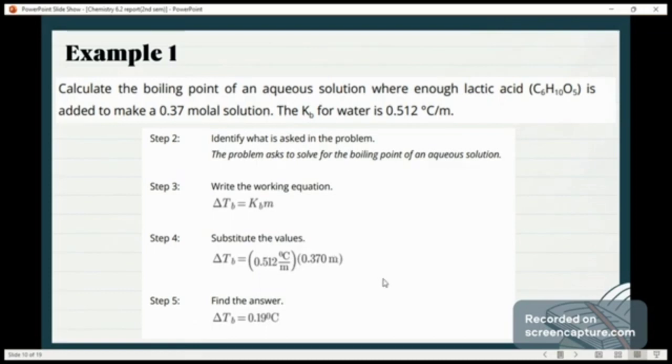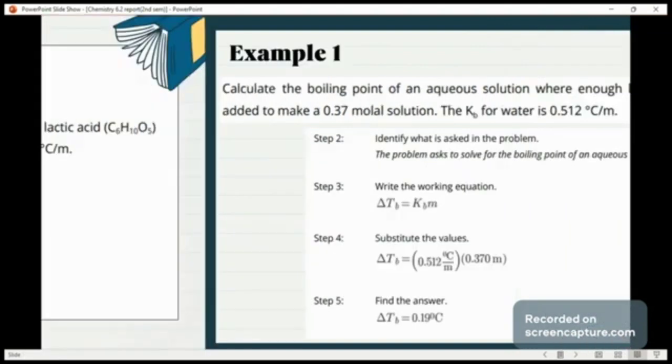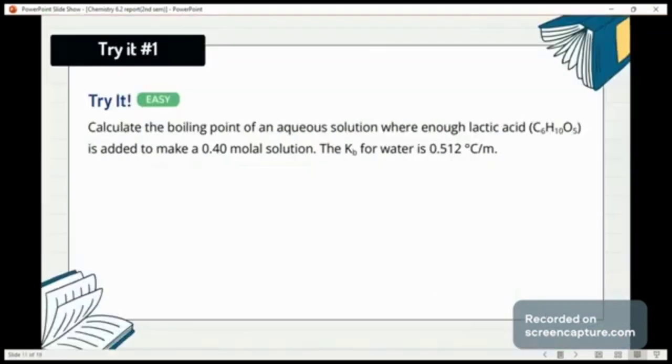Now let's try it. Calculate the boiling point of an aqueous solution wherein lactic acid is added to make a 0.40 molal solution. The Kb for water is 0.512 degrees Celsius per m. So let's answer.